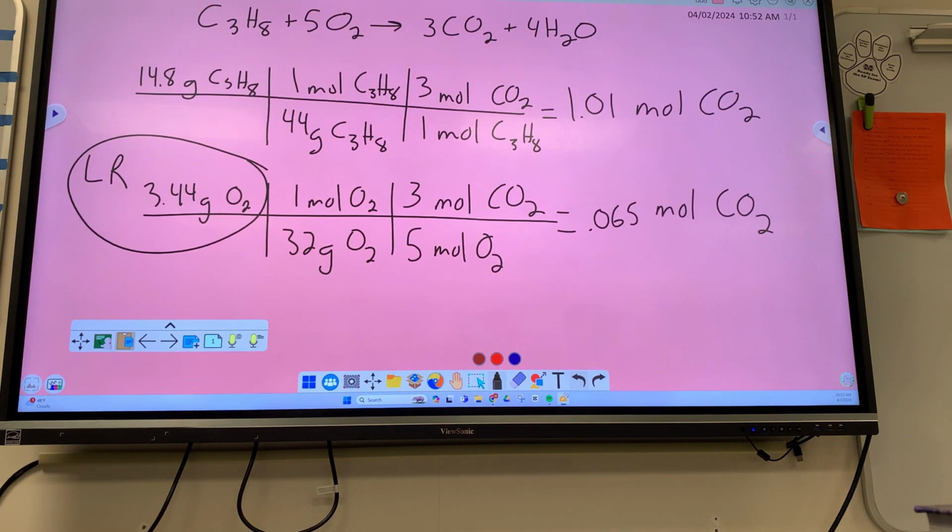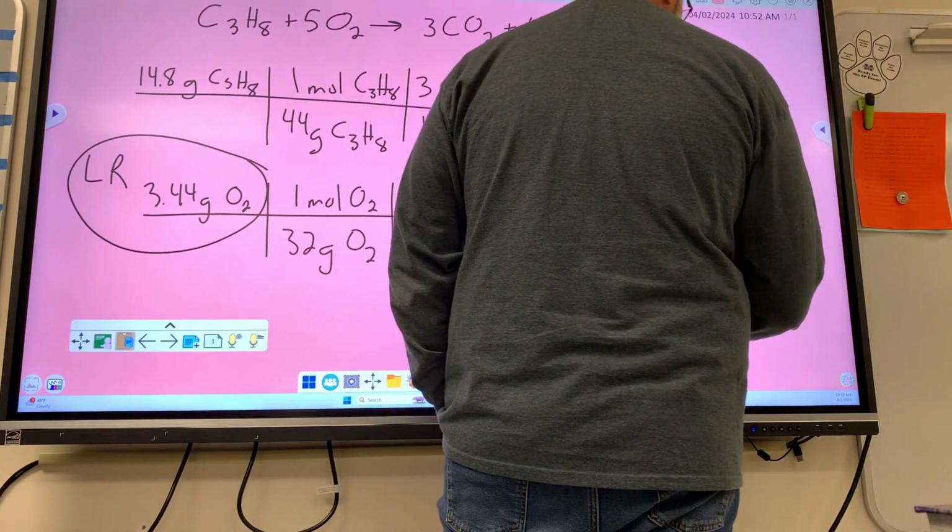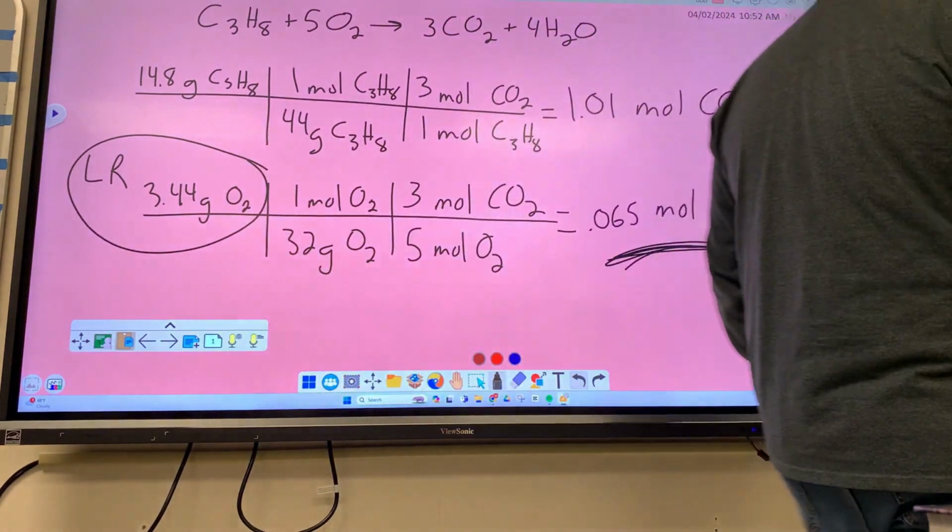Could we make 7 s'mores in our lab? No, why not? Yeah, we ran out of teddygrams. So in this case, we're going to run out of oxygen first. And as soon as we run out of oxygen, how much CO2 have we made? 0.065 moles of CO2. This is the answer to part B.